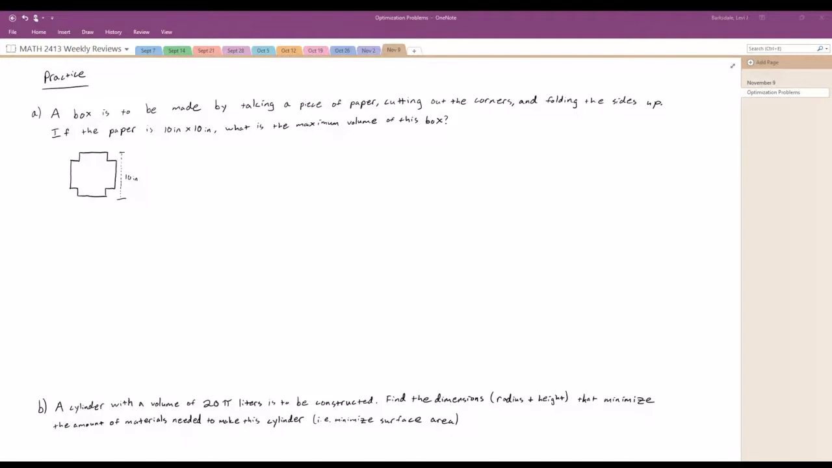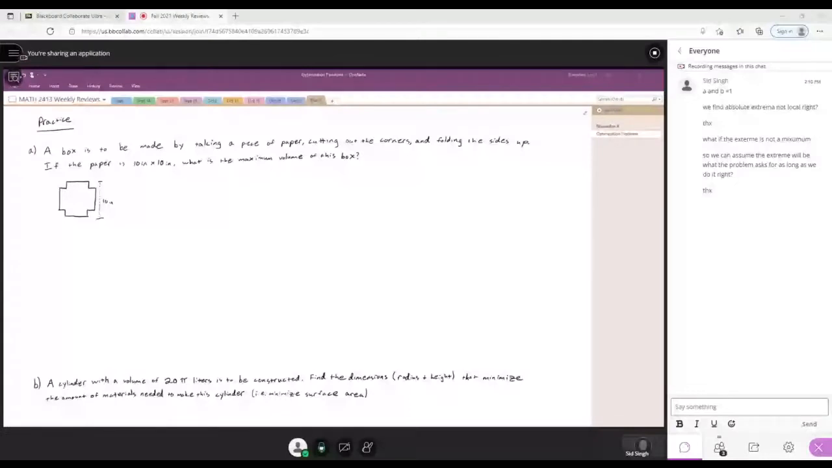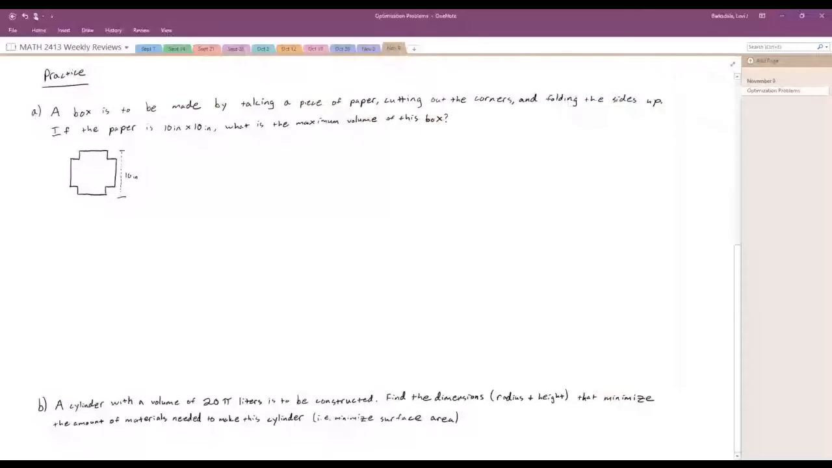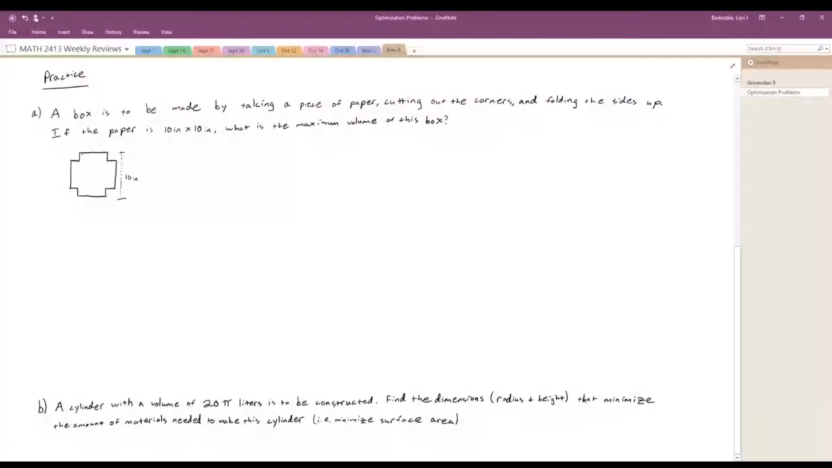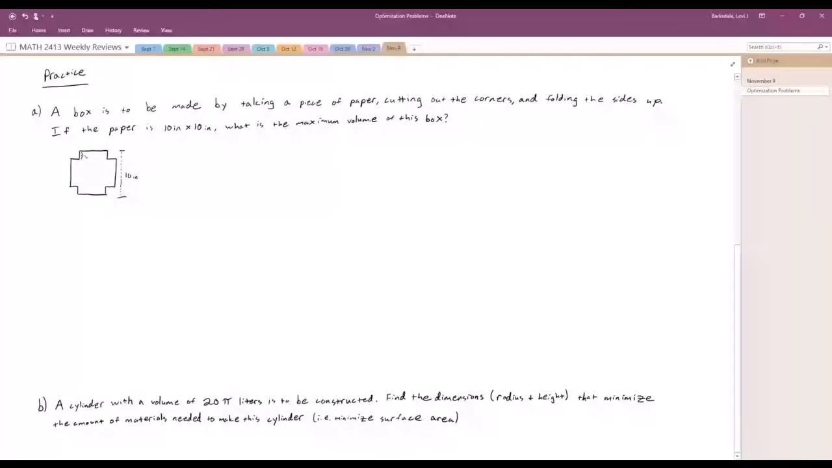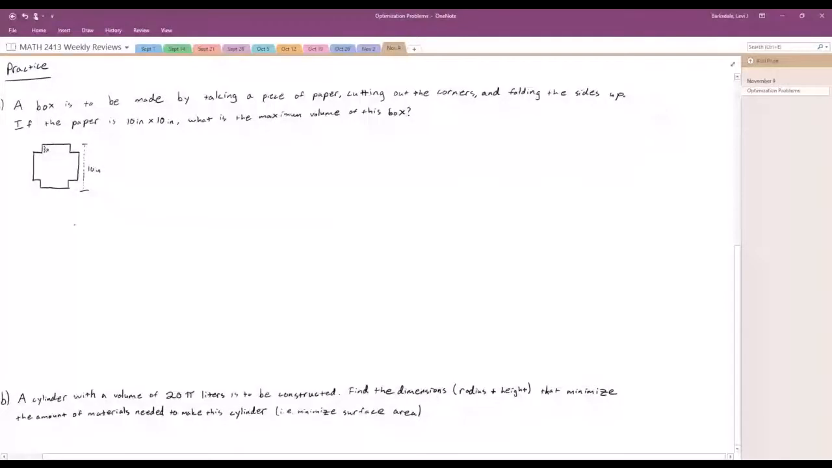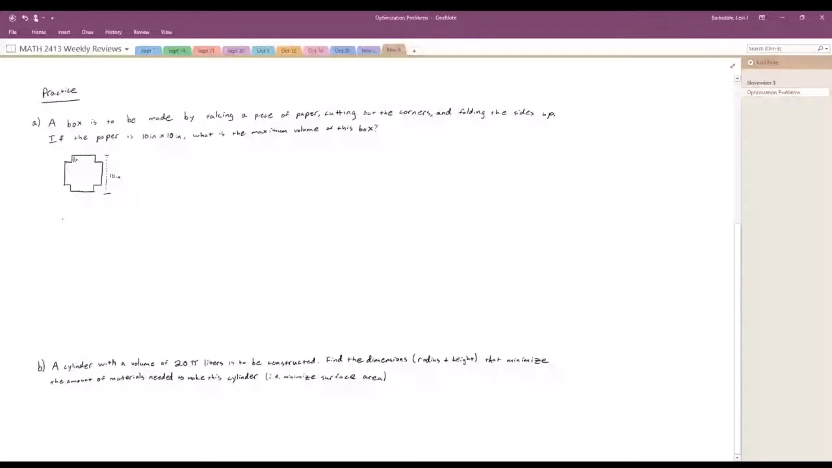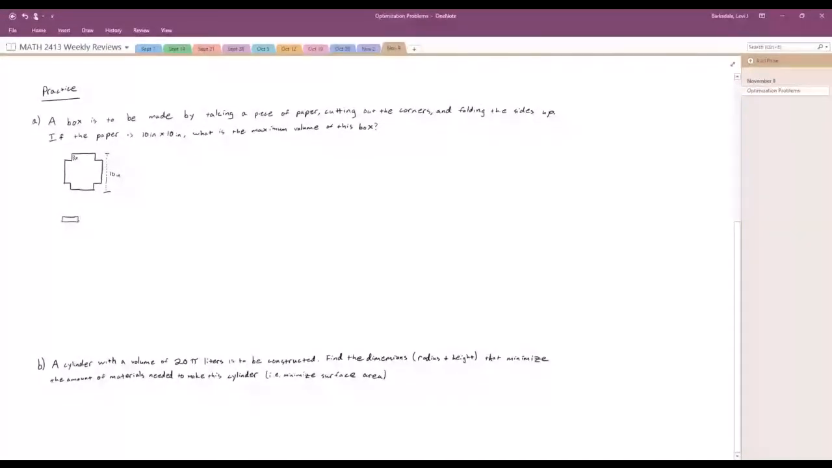All right, let's just go ahead and go over these ones. So our first problem, we have a box and we're making it out of a piece of paper. And really what we can vary is this distance here. I'm going to call it x. So if we hold this into a box, I'm going to try and sketch a picture. Our box would look something kind of like this.